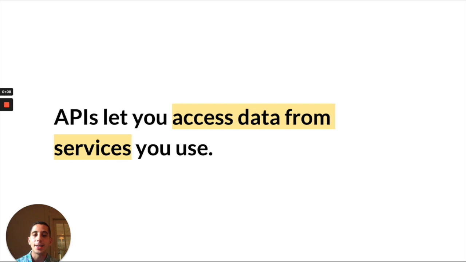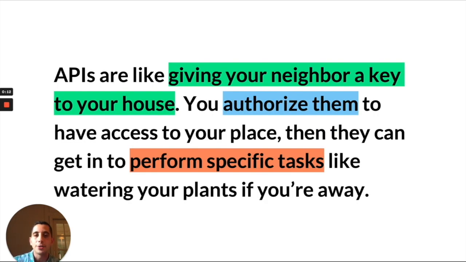Now, APIs let you access data from the services that you use. And just as a quick analogy of how it works, and maybe why companies would even let you do this in the first place, I kind of think of APIs like giving a neighbor a key to your house. The way it works is that you have to personally authorize that individual person, your neighbor, to be someone that you trust with your key.